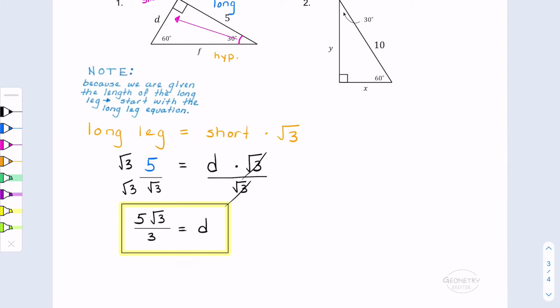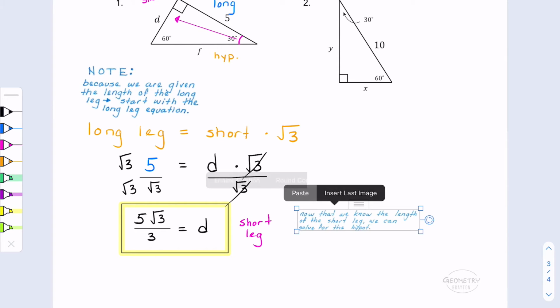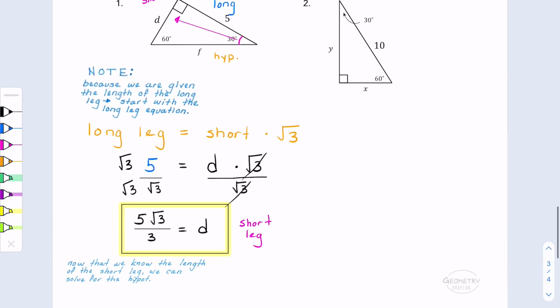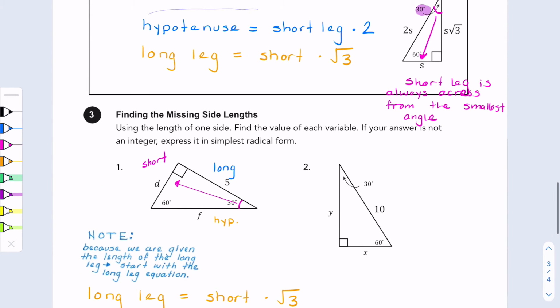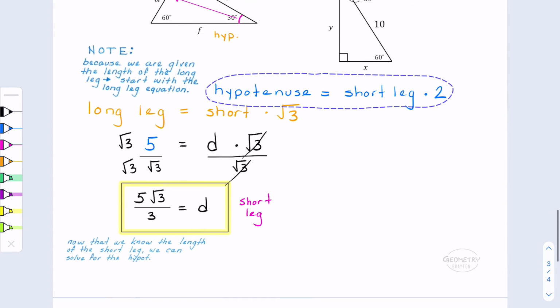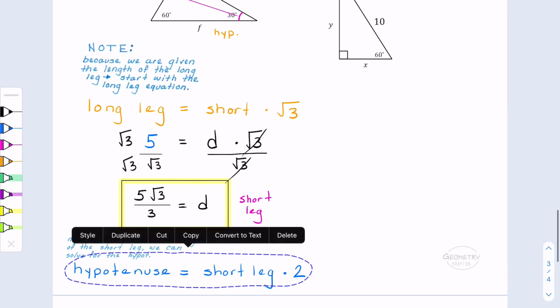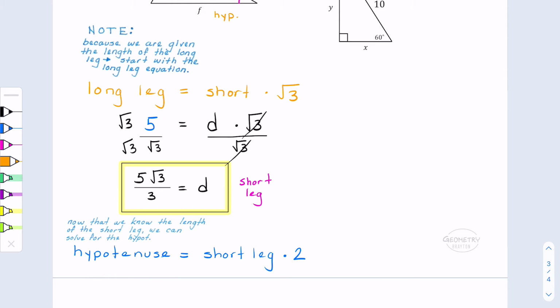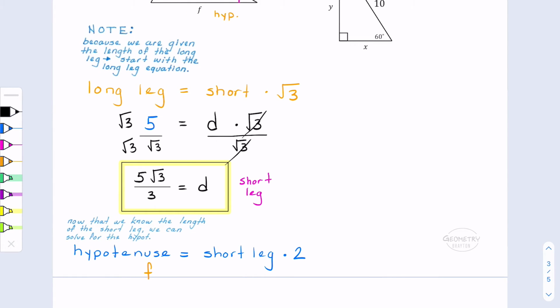And now that we know the length of the short leg, we can use the other formula and we can solve for the hypotenuse. My note says now that we know the length of the short leg, we can solve for the hypotenuse, which requires us to use this formula here. So if the hypotenuse is equal to the short leg times the value of 2, I can see that my hypotenuse is represented with the variable f. So substitute f in for the hypotenuse.